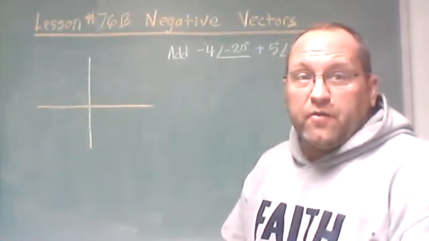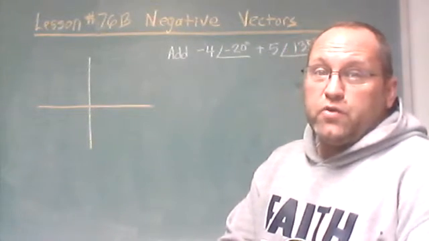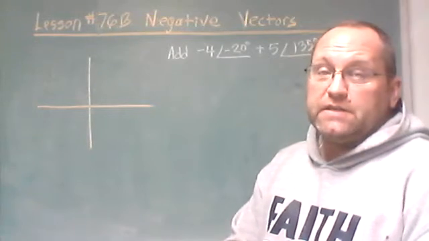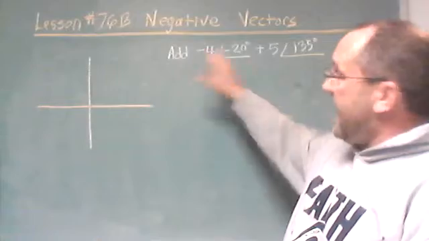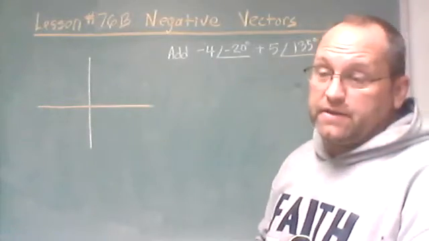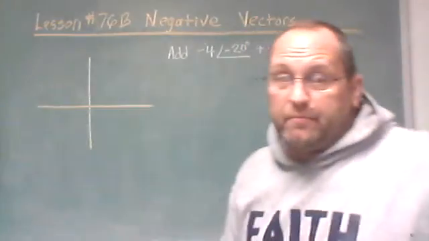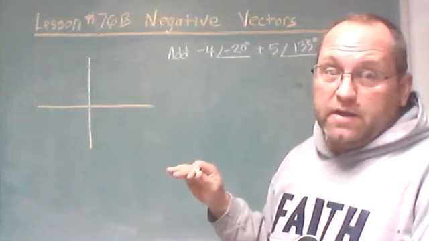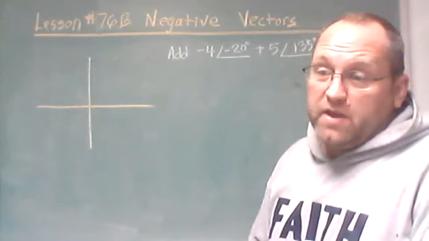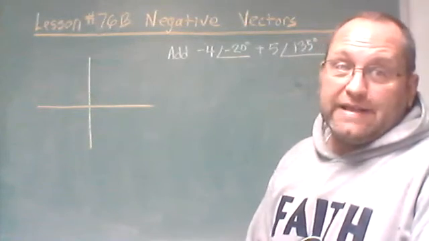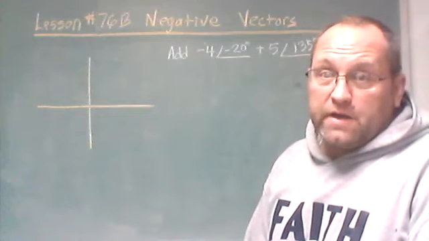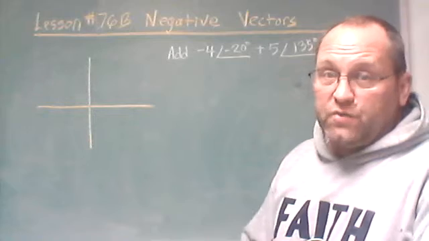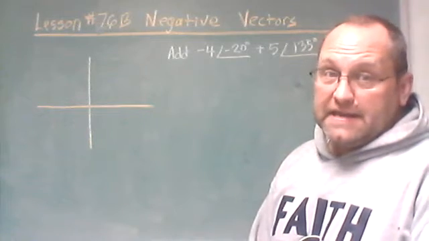Hi, this is a supplementary math lesson for Algebra 2, covering lesson 76B, negative vectors. So we're going to be adding two vectors, and we won't actually get into splitting them apart and recombining them into polar form. If you need to review that, go to lesson 63 from Monday. Just want to focus on handling negative vectors.